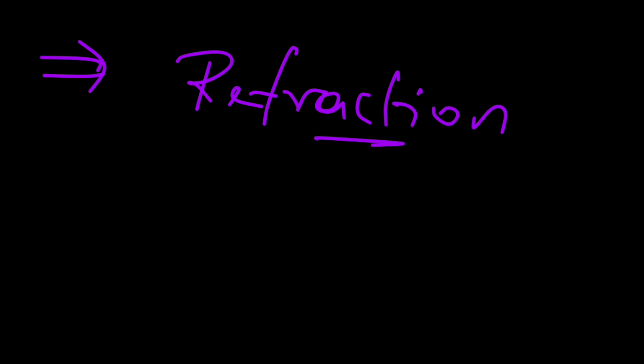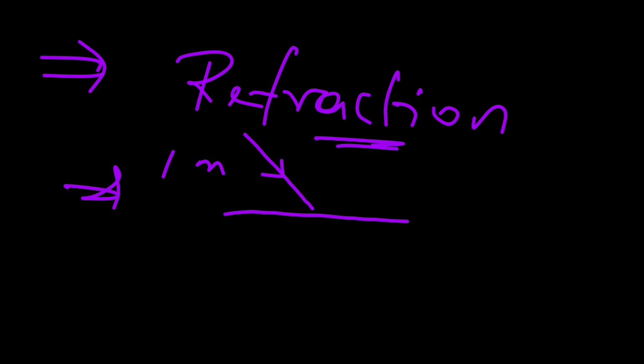In the previous class, we completed the second major concept of light, which is refraction. So, what is refraction? Refraction means when a light ray travels from one medium to another medium, the speed of light changes due to the change in the refractive index of the different mediums. Then there is a bending of light, and this phenomenon we call refraction.